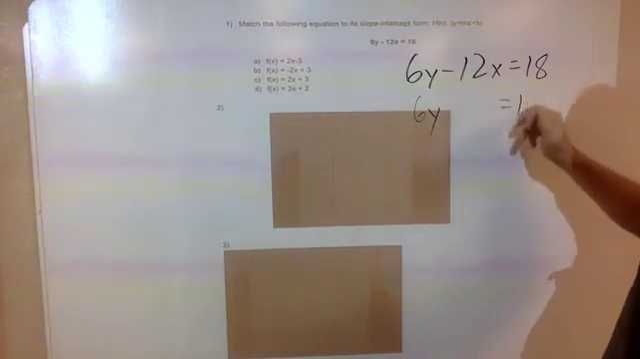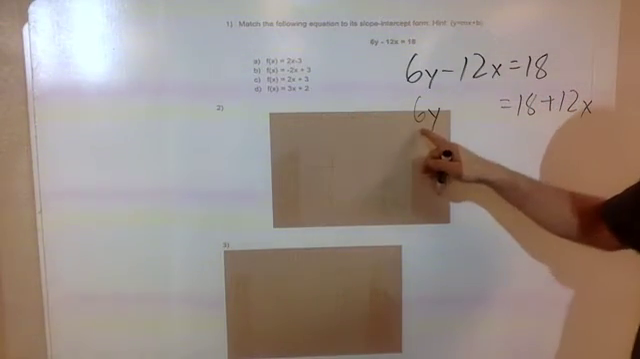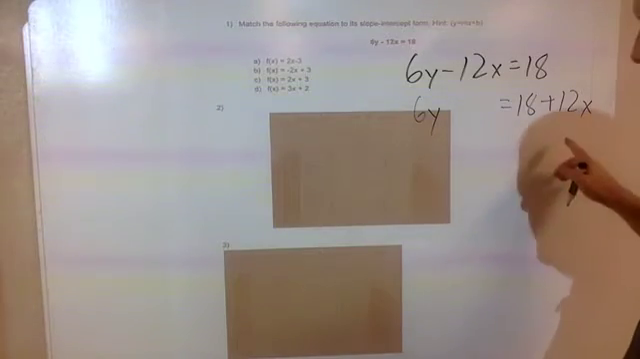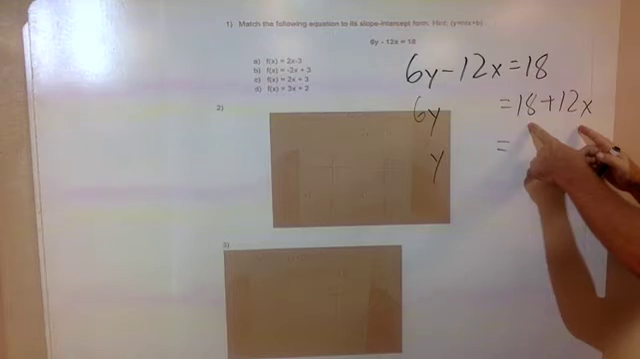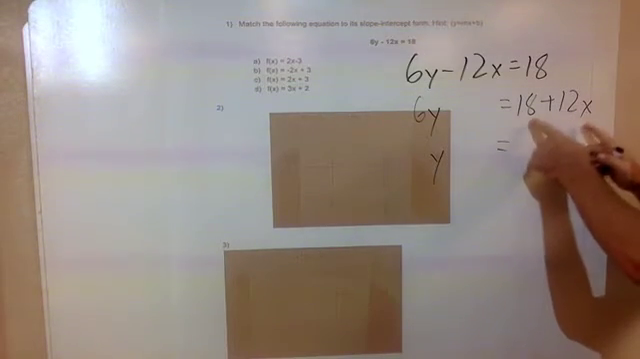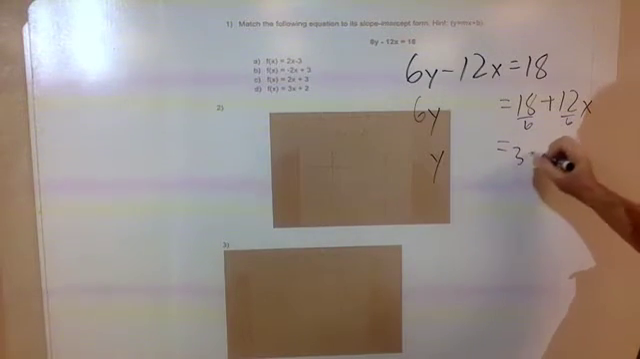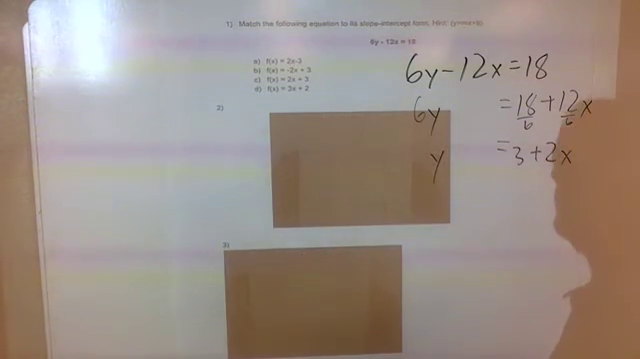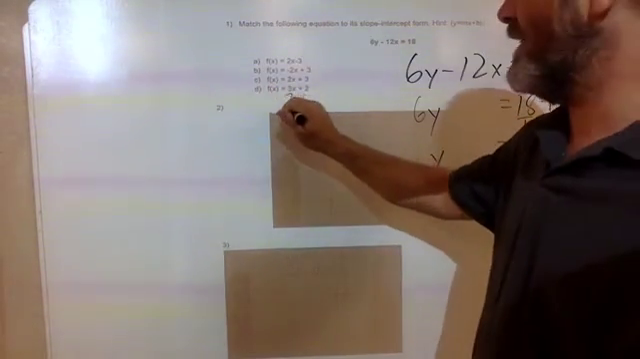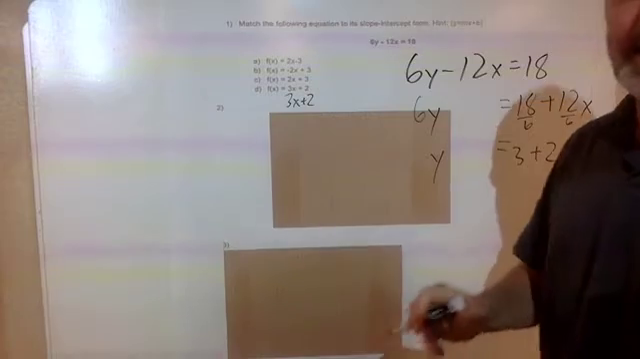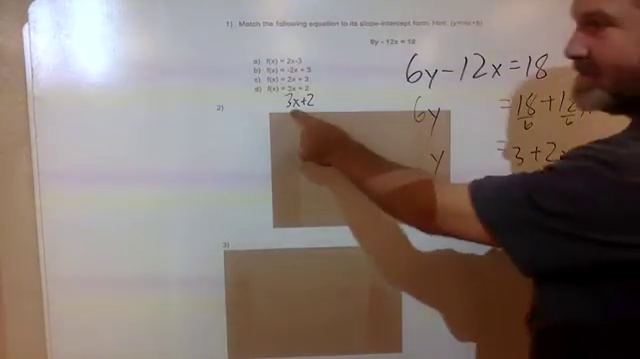So your first line should look like 18 plus 12x. Now you have to get rid of this 6, and this is 6 times y, so you have to divide by 6. And when you divide by 6, now there's two things on the other side that have to be divided by 6. You got to divide both of them by 6. So that becomes a 3 and a 2, so you get 3 plus 2x, which is not D. D said 3x plus 2. You got to keep the number with the letter. So x goes with 2. X does not go with 3.